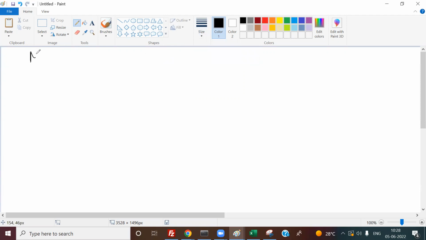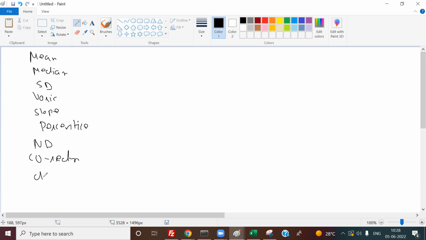So what all things we have seen? We have seen what is mean, what is median, और कुछ देखा हम लोग ने? Standard deviation देख लिया, variance देख लिया, slope, percentile, normal distribution, और कुछ देखा? Correlation देखा, distance देखा. Distance में दोनों variations देखे, Euclidean and Manhattan, ठीक है. So धीरे धीरे topics cover होते चले जाएंगे. I hope people will study.